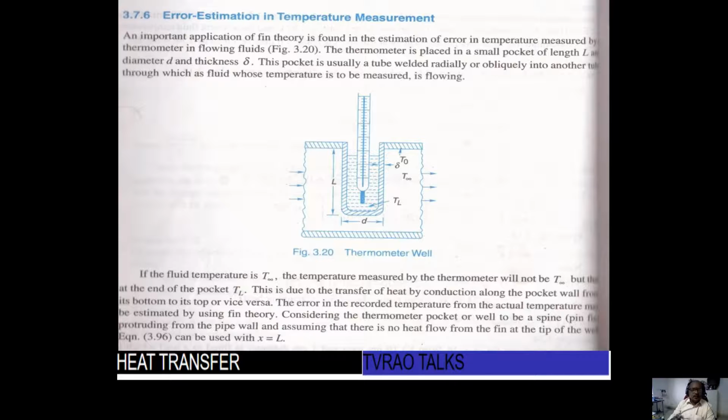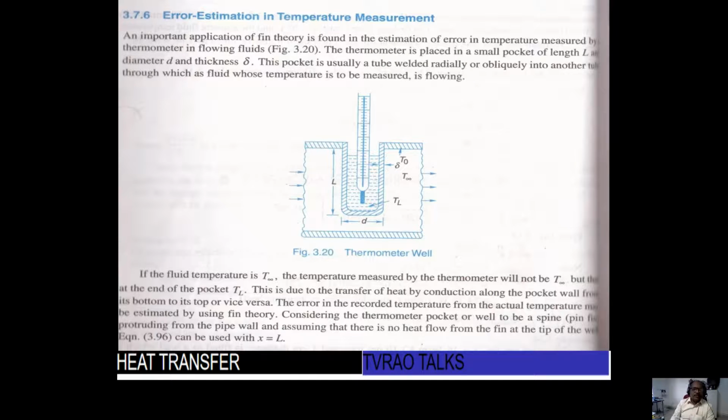So how to find the error estimation? When measuring the temperature of any fluid or any gas, the thermometer cannot give the actual temperature. It gives some approximate temperature. So what is the actual temperature and what is the percentage of error? For that, we can find out with the help of the fin concept.